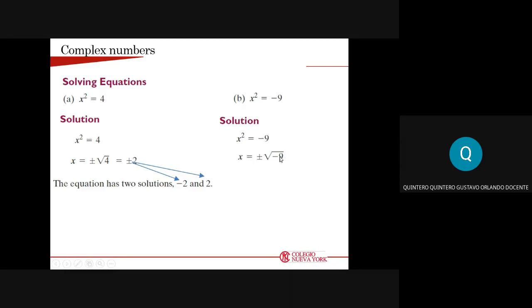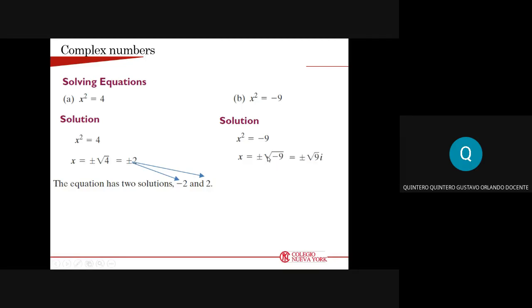No. So far, we know that the square root of a negative number cannot happen. That is a number that we don't know. But with the addition of complex numbers, this can be done. Solution.